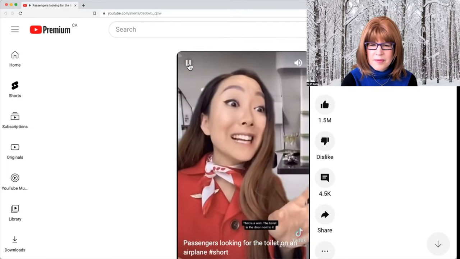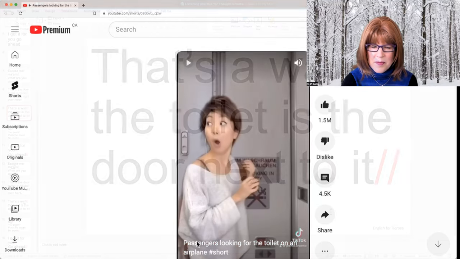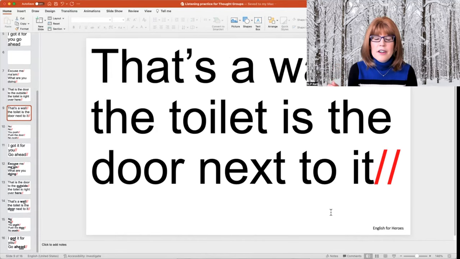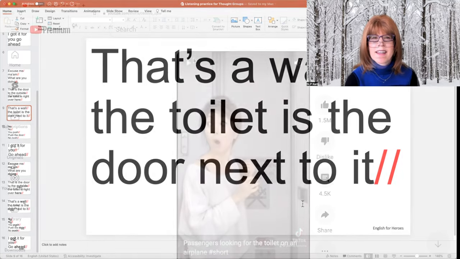That's a wall. The toilet is a door next to it. So the first one I heard a shorter thought group, that's a wall, and then a longer thought group. The toilet is the door next to it. Did you hear more thought groups?